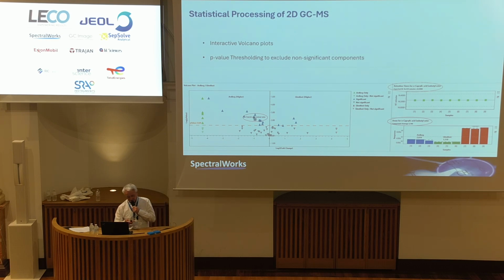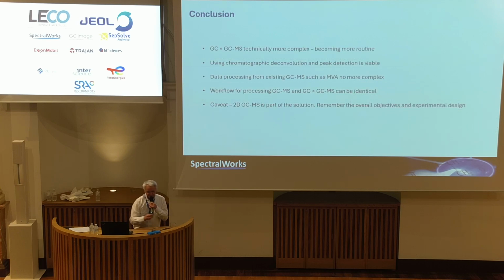Right, I'm rattling through this. In conclusion, the technology is undoubtedly more complicated. We know that. But it is becoming more and more routine. I think people are getting familiar with that. Chromatographic deconvolution is still a viable technique and will help with 2D GCMS. The data processing from GCMS, as we can show end-to-end statistical analysis, is exactly the same. So you can almost take the fact that you're doing 2D GC out of the equation and present the statistical conclusions.